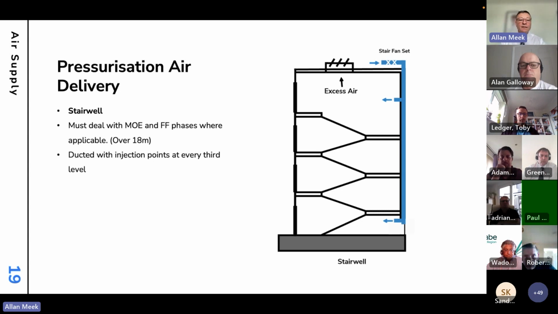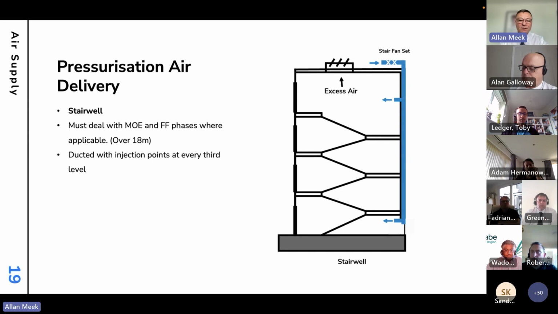It needs to be ducted with injection points at every third level, unless you can prove in a design that it'll work with less. So you might be able to model it to prove that you need fewer injection points, because obviously getting a duct down the stairwell is not the easiest thing.